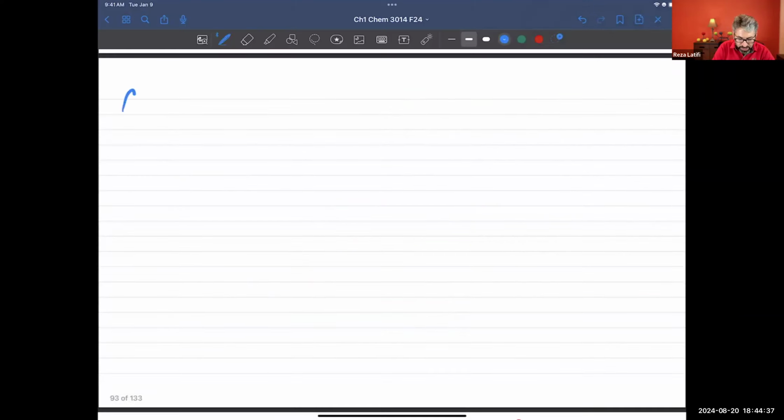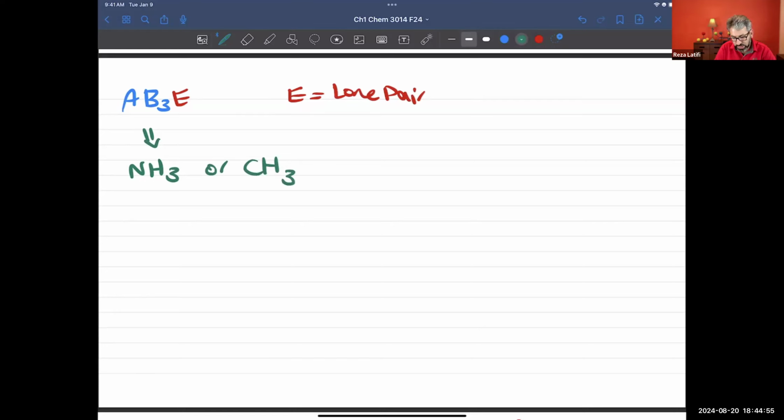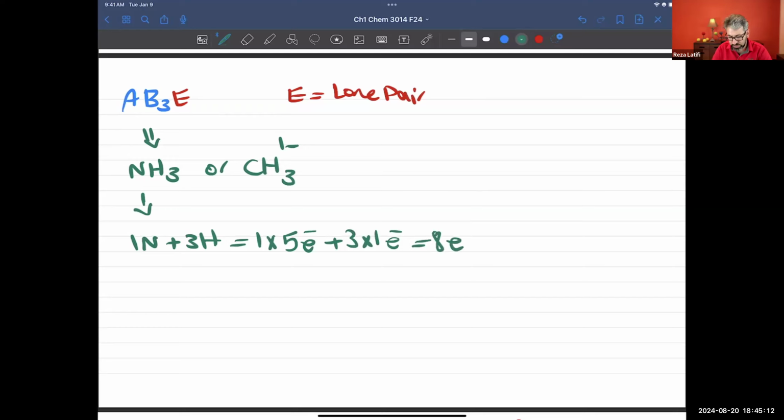Okay, we go AB3, but the fourth one we're gonna use E, and what's the E? It will be a lone pair. And one example, we can go with NH3 or CH3 minus 1. Okay, so I'm going to show you both of them. For NH3, you say 1 nitrogen plus 3 hydrogen. So you go 1 multiply 5 because nitrogen is group 5. 3 multiply 1 for hydrogen, so you get 8 electrons.